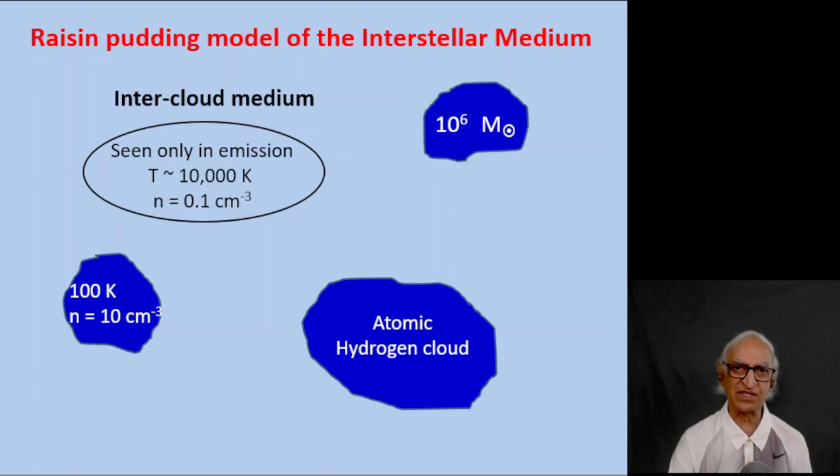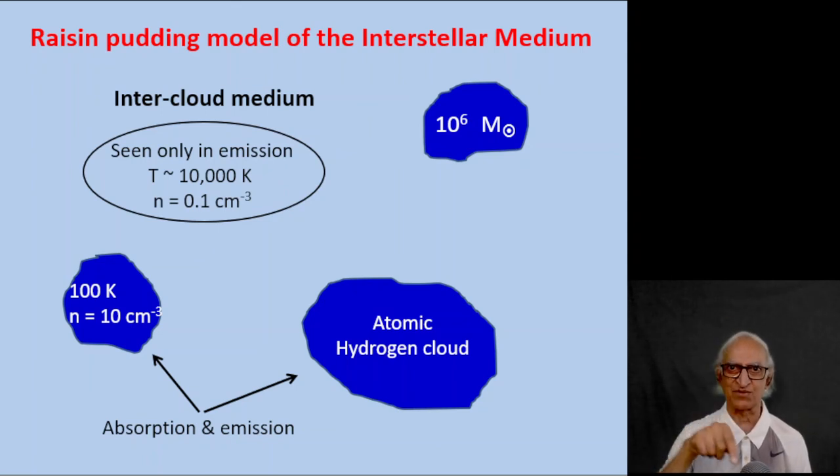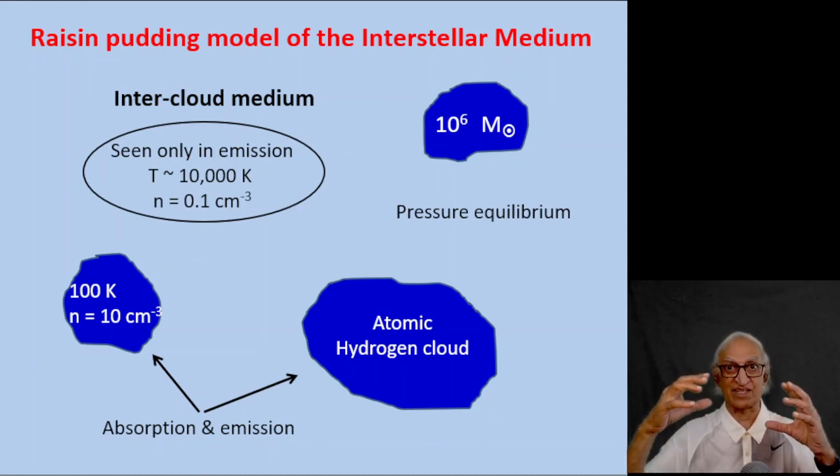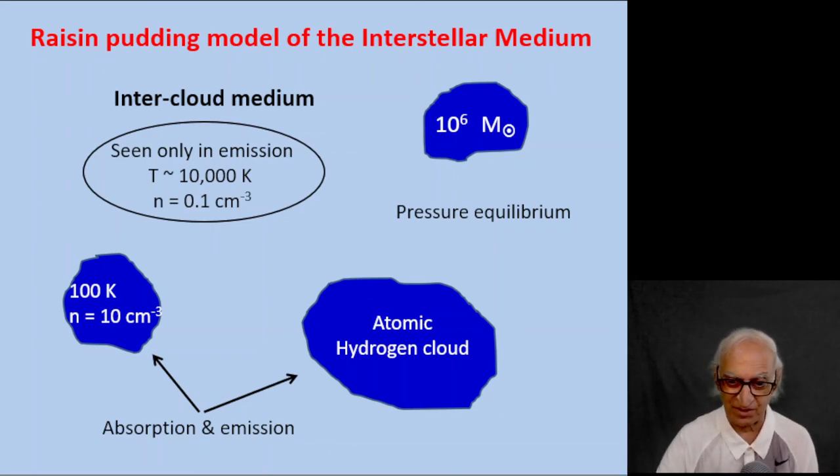So just as in our atmosphere, there are clouds, and between the clouds, there is diffuse gas. And these clouds are seen because they are dense and cold, in both absorption and emission. So the raisins are seen both in emission and in absorption. The pudding is seen only in weak emission, but no absorption. Now, why are these clouds stable? Well, there has to be something preventing the clouds from diffusing and becoming at the same density as the rest of the atmosphere. Now, in the case of a balloon, there is a rubber membrane.